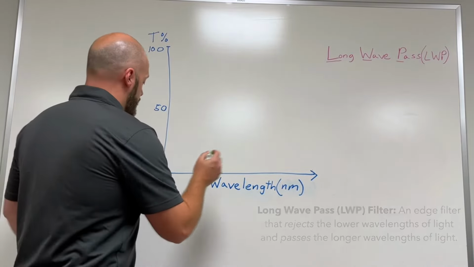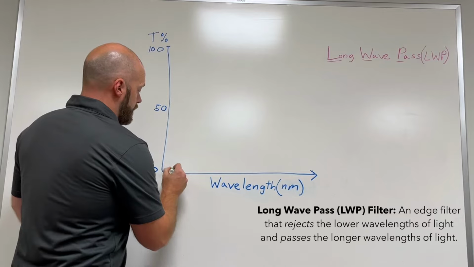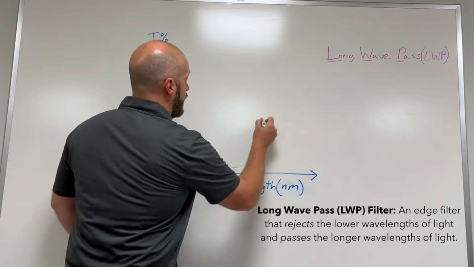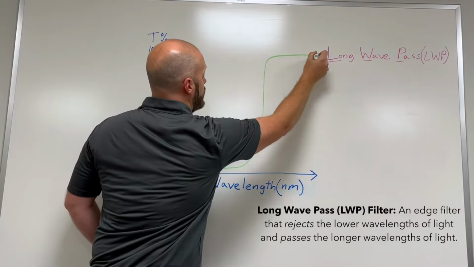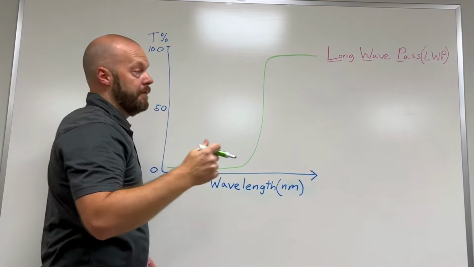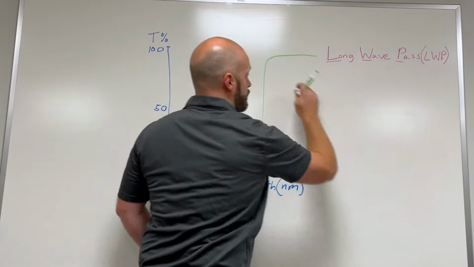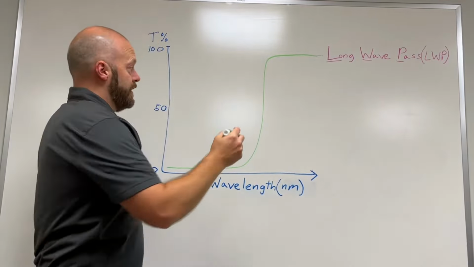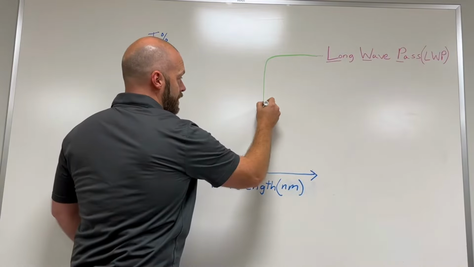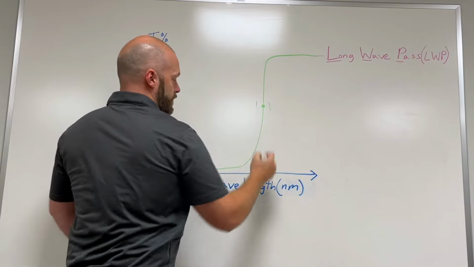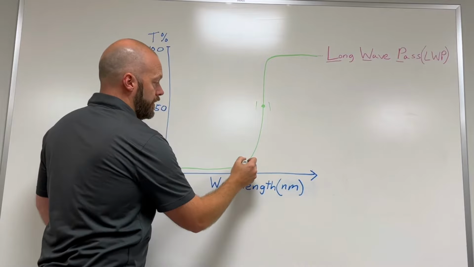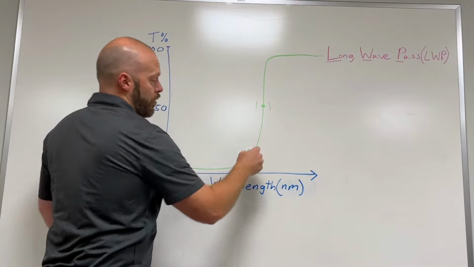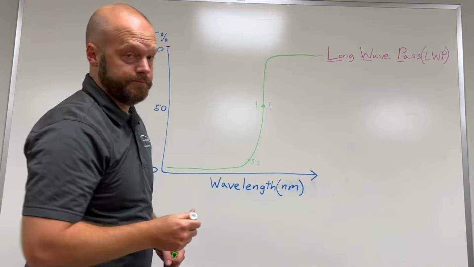A long wave pass is an edge filter that rejects the lower wavelengths of light and passes the longer wavelengths of light. That's why it's called long wave pass, passing the longer wavelengths. Typically, a long wave pass is specified by its 50% point with some sort of tolerance in wavelength, or it could be specified as its 5% point, which is more familiar with infrared long wave passes.